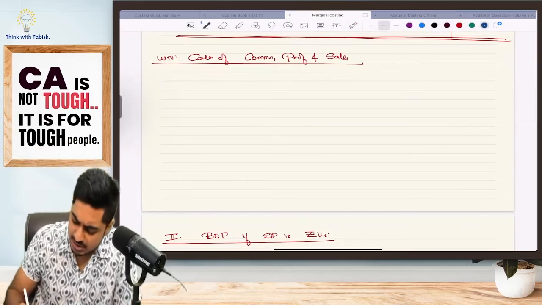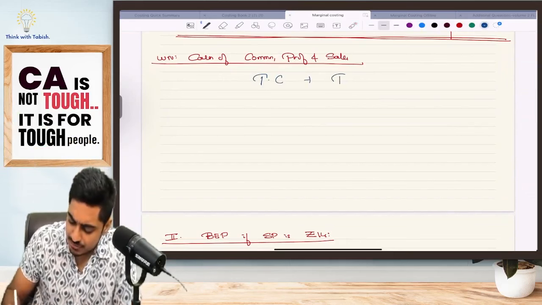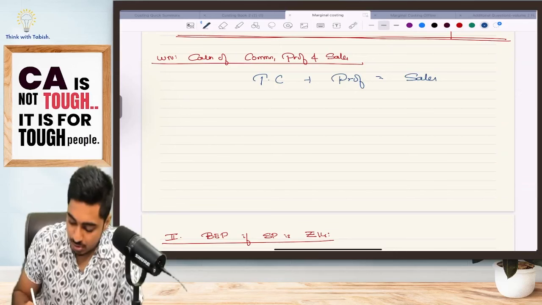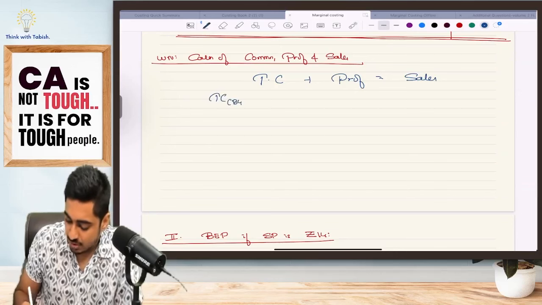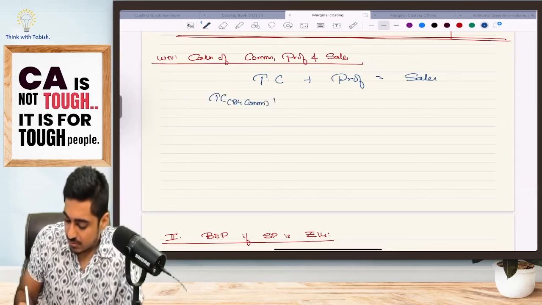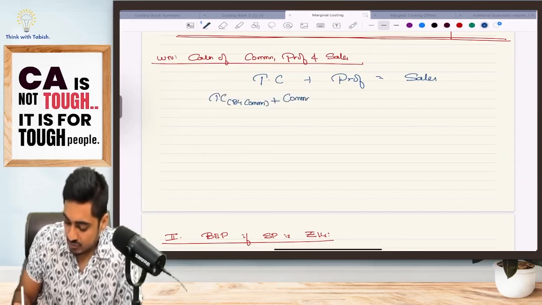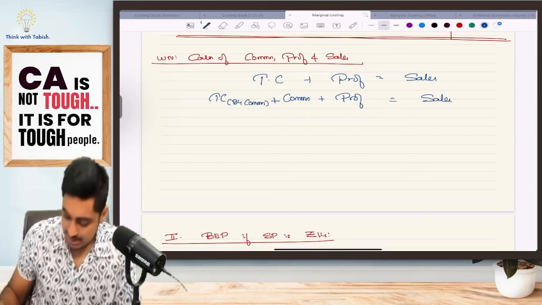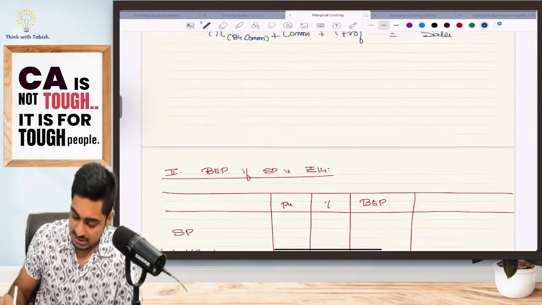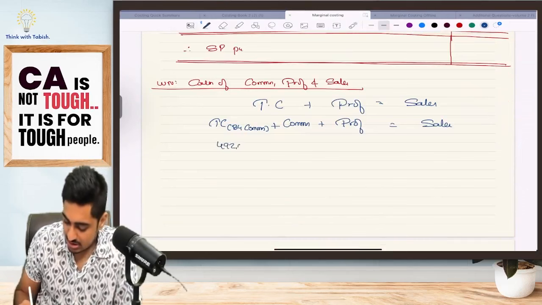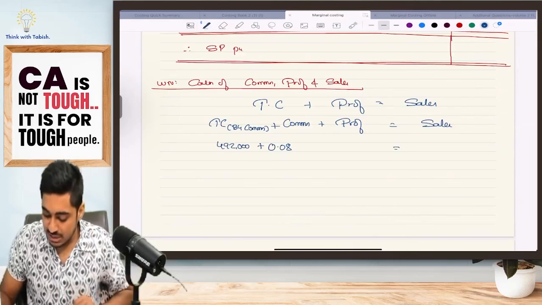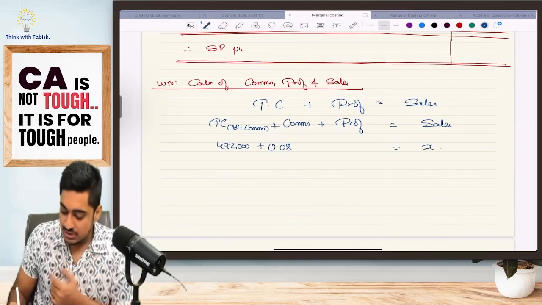Pay attention. Very simple. Total cost plus profit will give me sales. And how do I write my total cost? I will write it is total cost before commission plus commission gives me total cost. Add your profit gives me sales. Yes, what is my total cost before commission? It is 4,92,000, boss. Yes, commission is how much percent? 8%. That means 0.08. 8% of what? Of sales. Let me assume sale is X. That means this becomes 0.08X.